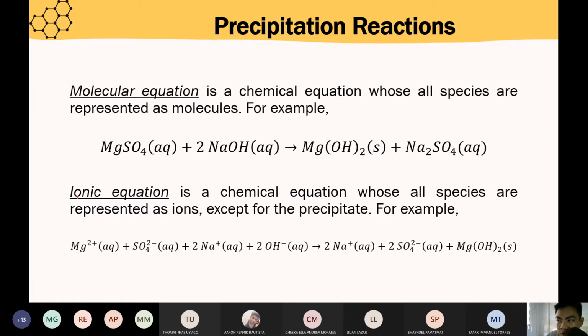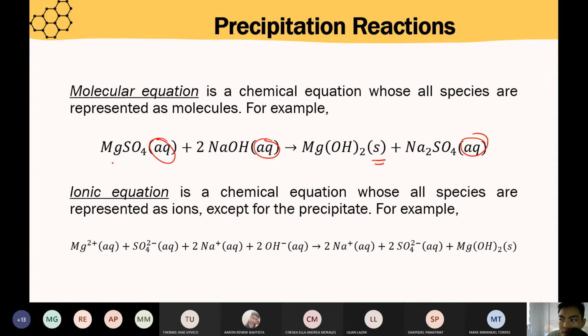How about ionic equation? In ionic equation, all aqueous species are converted into ions. Aqueous species lang. Kapag solid yan, you don't convert them into ions. Okay? Kasi alam mo solid na yan eh. Hindi na yan maghihiwalay. Okay? So, yeah. So, ionic equation, all you have to do is to convert your AQs, no? Yung AQ mo, into ions.